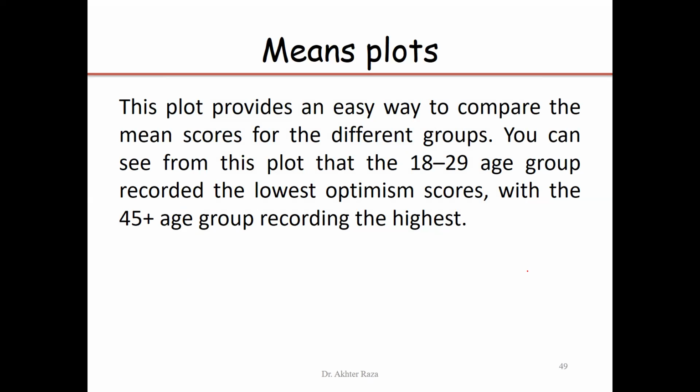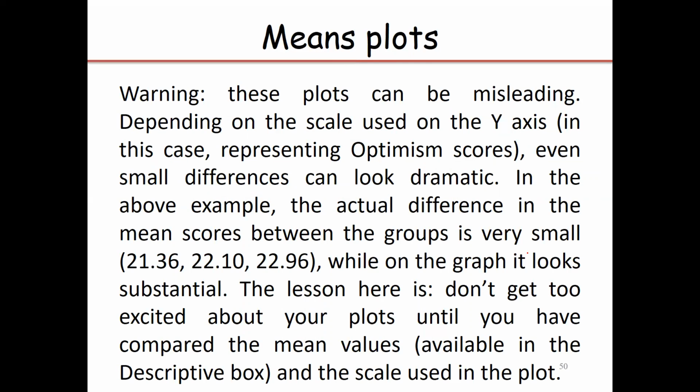This is described here, mean plot. The mean plot is misleading. This descriptive is shown here. These three means are very close but significant. We cannot say that the population means are the same because group 1 and group 3 have a significant difference in optimism.